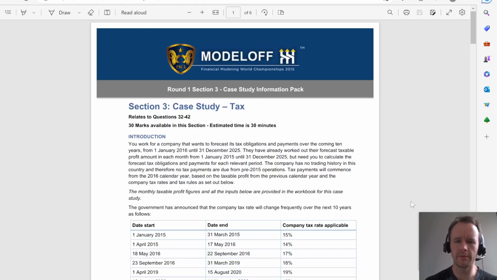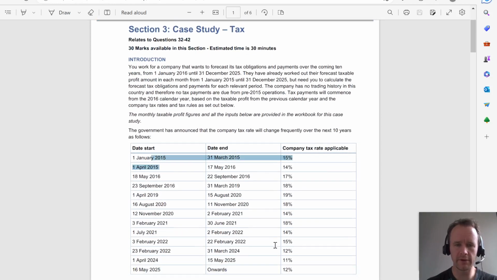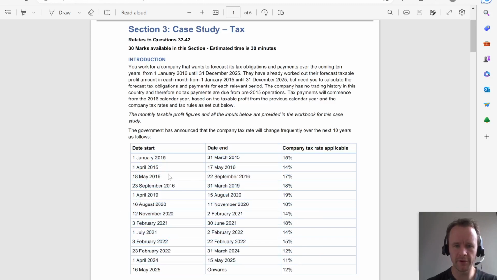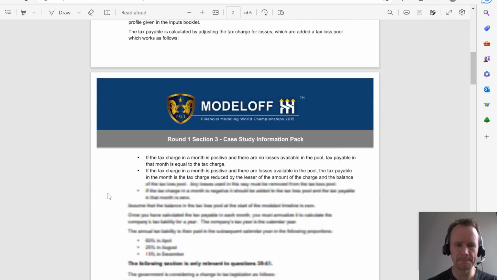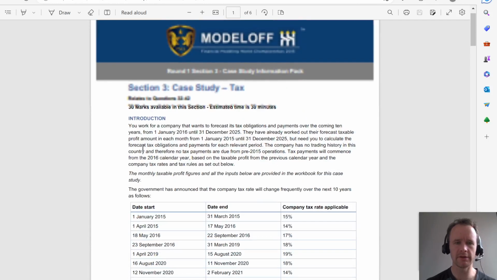Hello and welcome. I am continuing my tour of financial modeling basics through the medium of the old ModelOff Financial Modeling World Championships questions. And today's case study is about tax and various fun things with tax. One thing is about tax rates changing over time, including in some funky cases changing mid-month. And the second thing is about timing of tax payments and being able to carry over tax losses, all the fun with that. So let's get into the details.